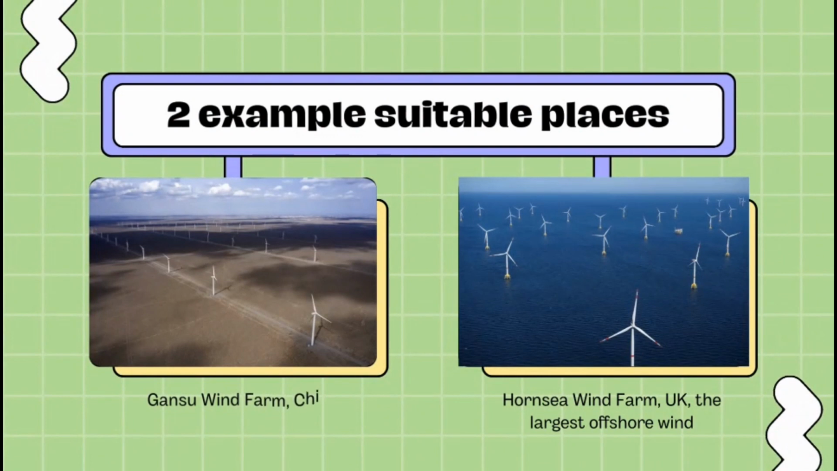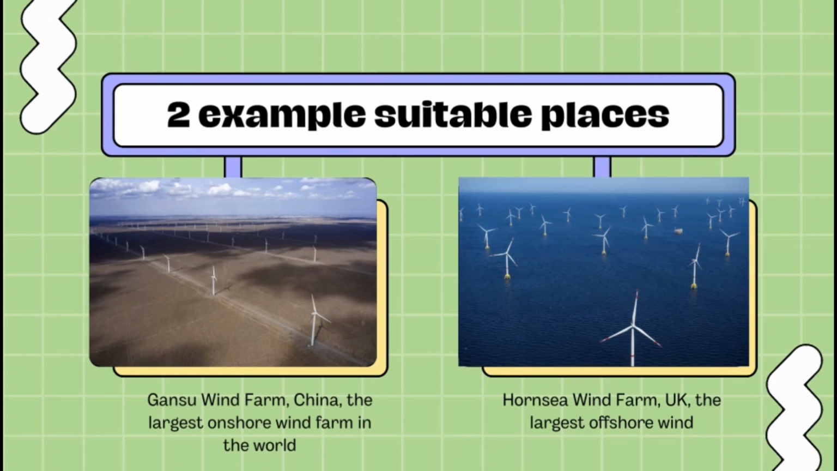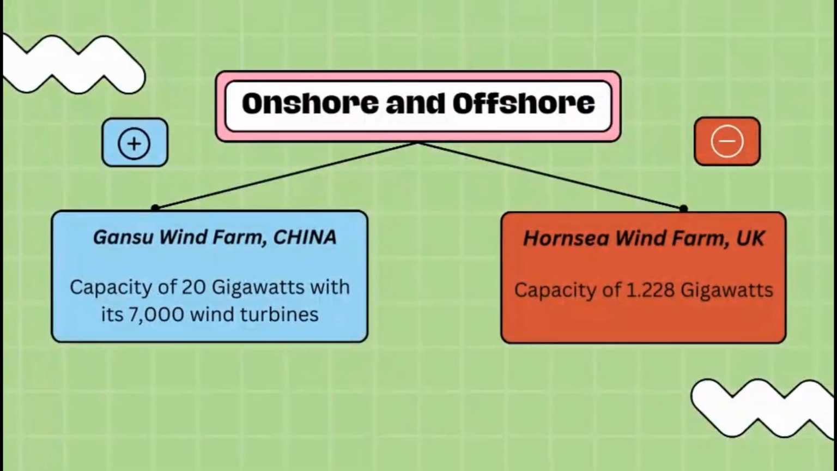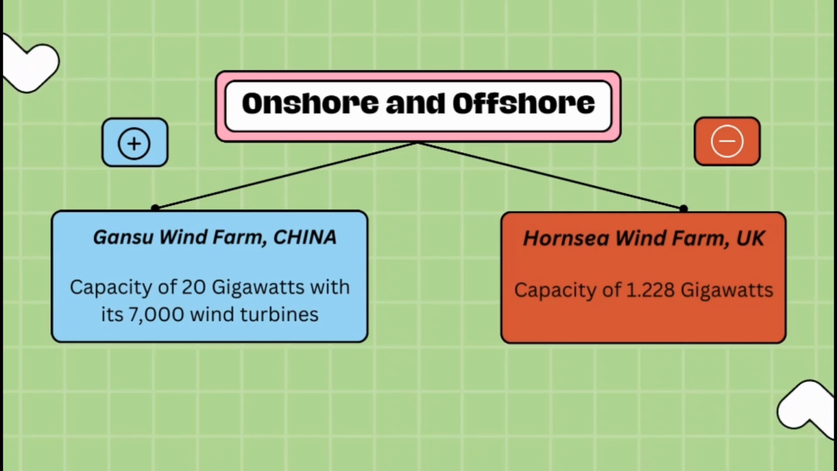However, despite this geographical restriction, many countries have built wind farms. For example, the largest onshore wind farm in the world, the Gansu Wind Farm, has a capacity of 20 gigawatts with its 7,000 wind turbines. In addition, many other operational wind farms are in India and the USA, while the largest offshore wind farm is the Hornsea Wind Farm in the UK, which has a capacity of 1.228 gigawatts. By comparison, a typical new coal-fired power generating plant averaged about 0.55 gigawatts.